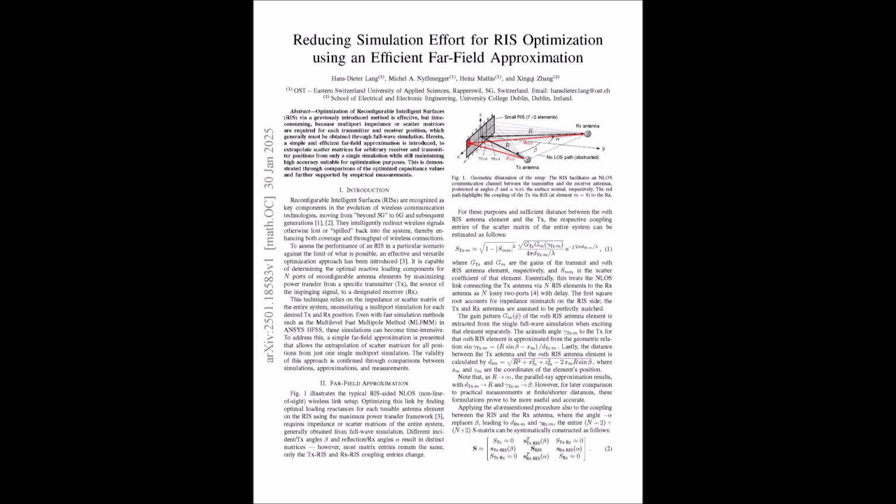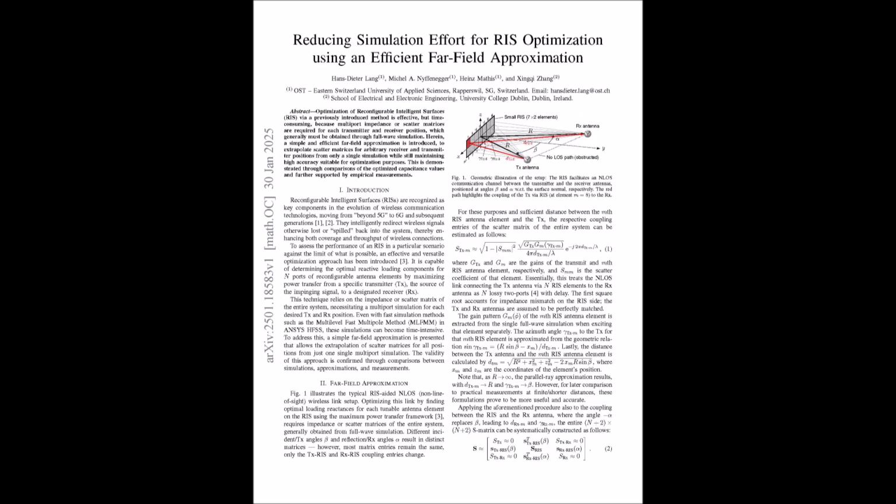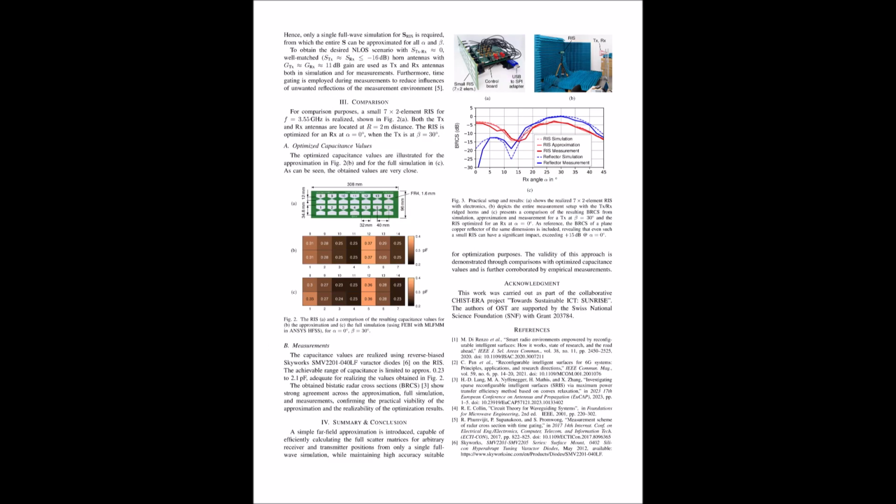I'm already starting to see how this one equation is capturing so much of the complexity of how the signal interacts with the RIS. It's like a signal calculator, but super precise. Precisely. And what's even more remarkable is that this equation allows us to calculate the coupling for any transmitter position without running a new simulation each time.